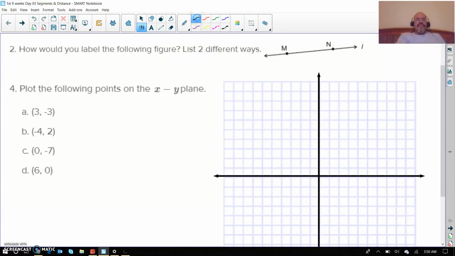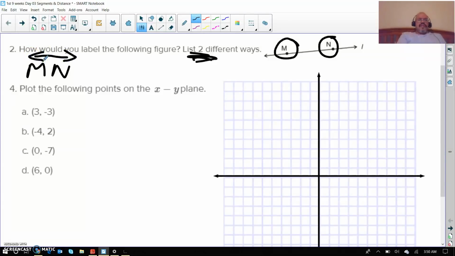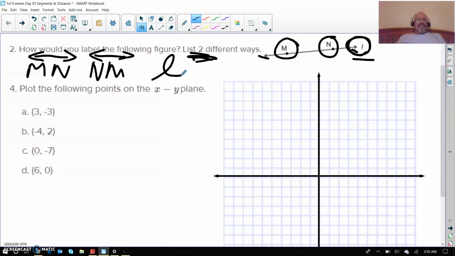We have these points M and N, so that's going to be the name: M, N. But there's an addendum to that. You have to use the symbol for a line because it's a line. Remember, it's a line because there are arrows at both ends. Another way to name this would be NM, line MN. And the final way is looking at the symbol over here on this side. Because it's marked with an L, that's line L. Should have put line L, but don't worry about that.